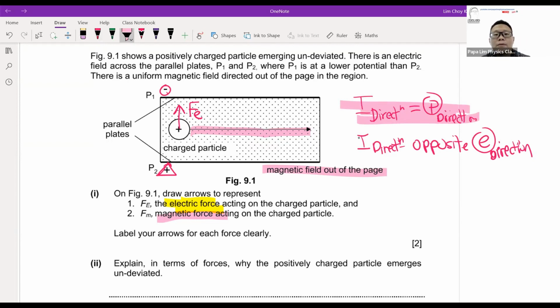So if you use Fleming's left-hand rule, you'll find that the magnetic force on the positive charge will be downwards. So this will be the magnetic force. One up and one down.